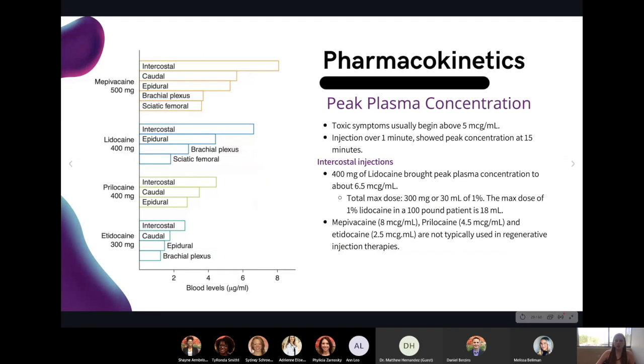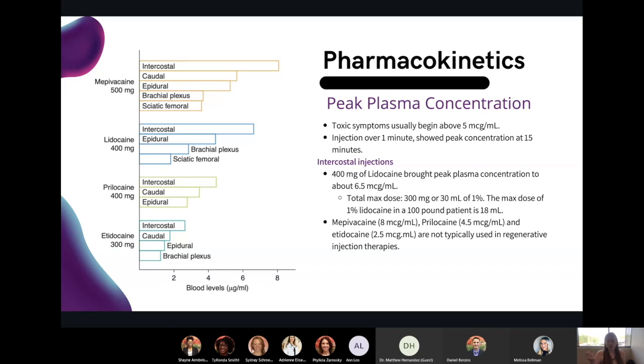This graph looks at the absorption of mepivacaine, lidocaine, prilocaine, and etidocaine. We're going to focus on the section that talks about lidocaine. Remember that intercostal injections have the second highest absorption rate, second to injecting directly into the vein. In this study, the peak concentration of lidocaine was checked at 15 minutes after an injection was given over 1 minute. Intercostal injection of 400 milligrams of lidocaine brought plasma concentrations up to about 6.3 micrograms per milliliter.